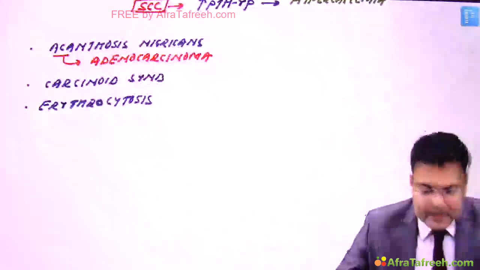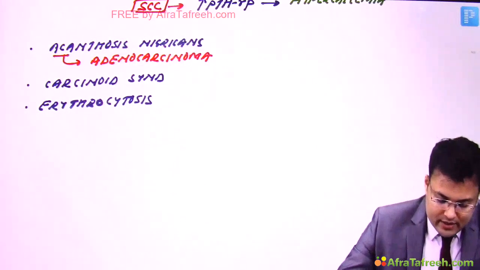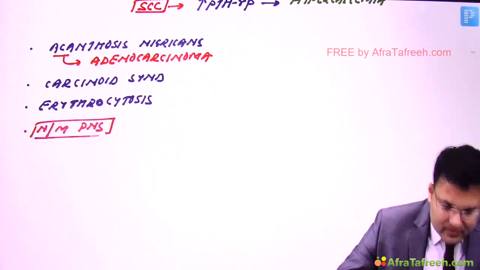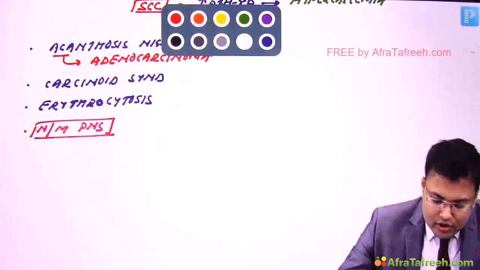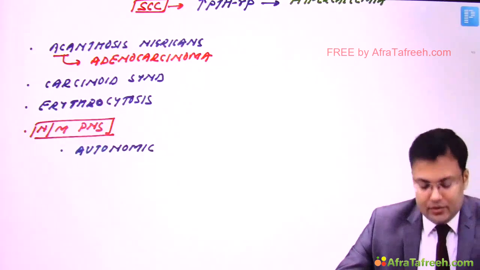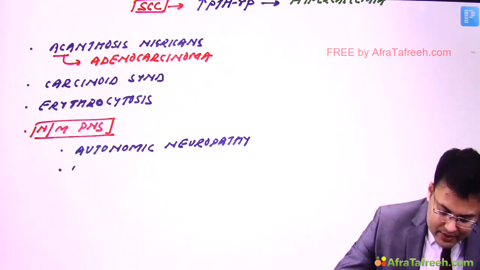Clear? And there are neuromuscular paraneoplastic syndromes also. So see, what are the neuromuscular paraneoplastic syndromes? It is going to include autonomic neuropathy and Lambert-Eaton syndrome.